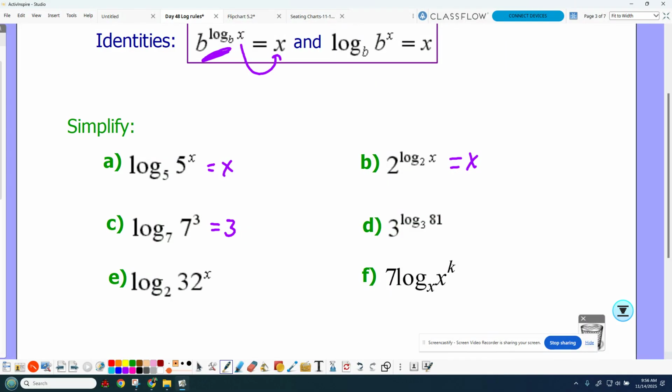Okay, this one. Ella, what do you think for D? 3 to the log base 3 of 81. Which pattern does it fit? Does it fit this pattern or the first one? The first one. Does the base match? And the log is the only thing in between them, so whatever was there pops off. So what's this one going to be? 81.